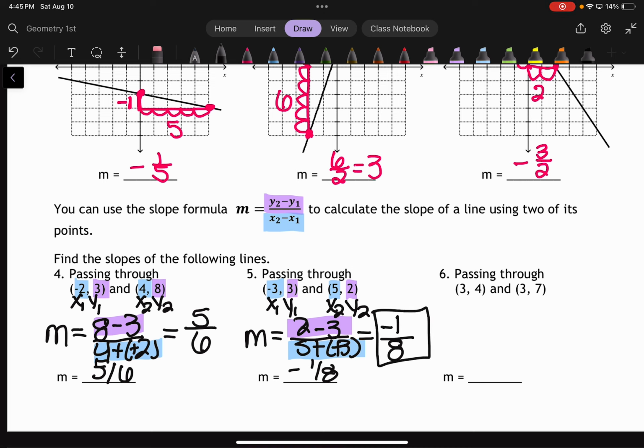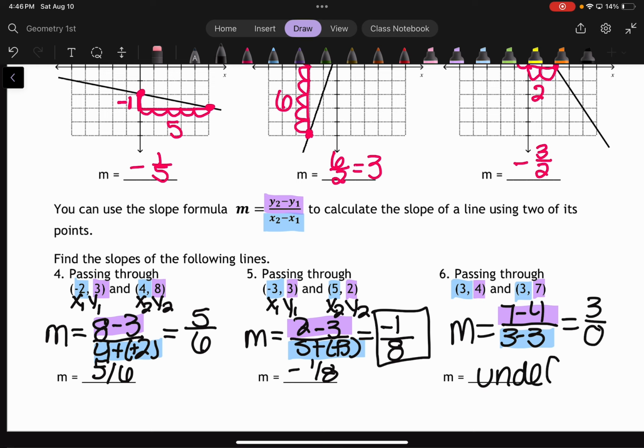All right, the next one. 3 over 4 and 3 over 7. So again, on the top, we are going to subtract our y values. So 7 minus 4. So M equals 7 minus 4. And then on the bottom, we have 3 and 3. So on the bottom, we're going to be subtracting 3 minus 3. So on the top, 7 minus 4 gives us 3. And then on the bottom, 3 minus 3 gives us 0. And 3 divided by 0 is impossible. That gives us undefined.